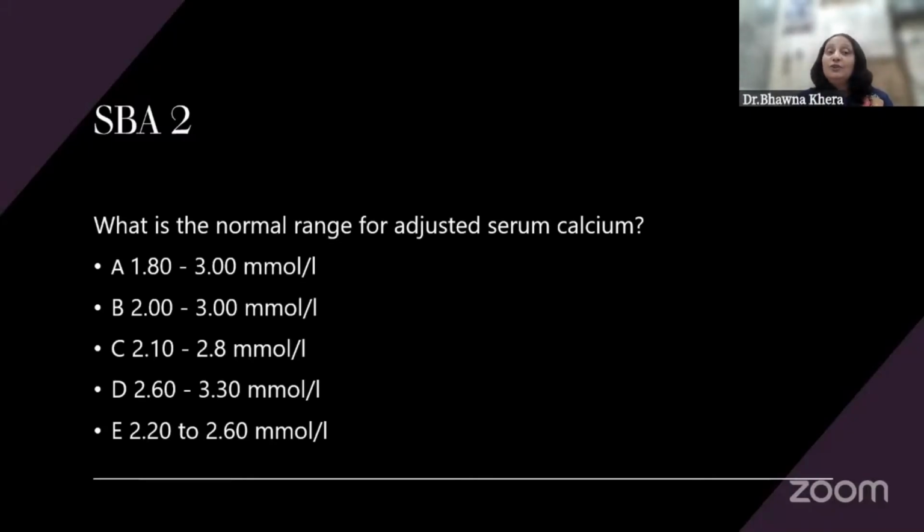As I told you, calcium is very important, so this is another question about calcium. What is the normal range for adjusted serum calcium? Keep answering in the chat. Yes, you are absolutely right.